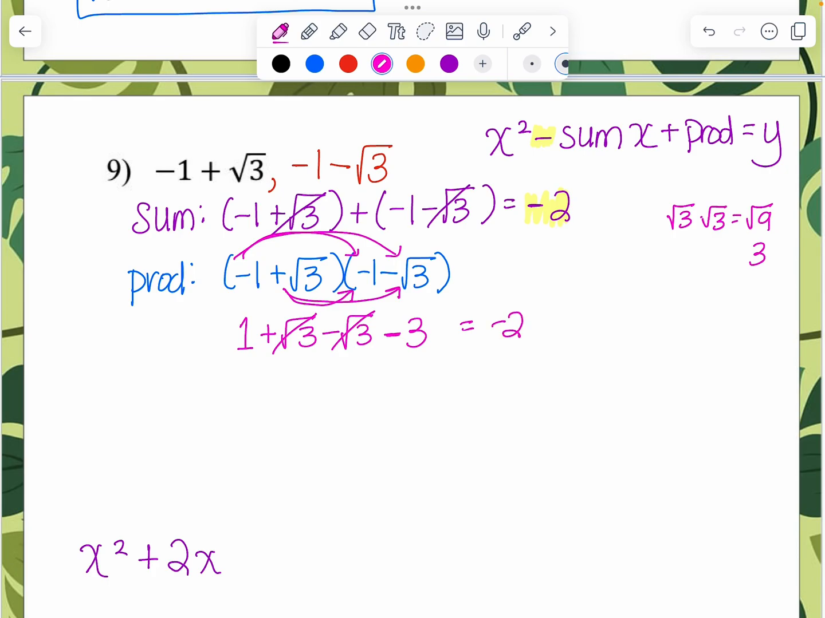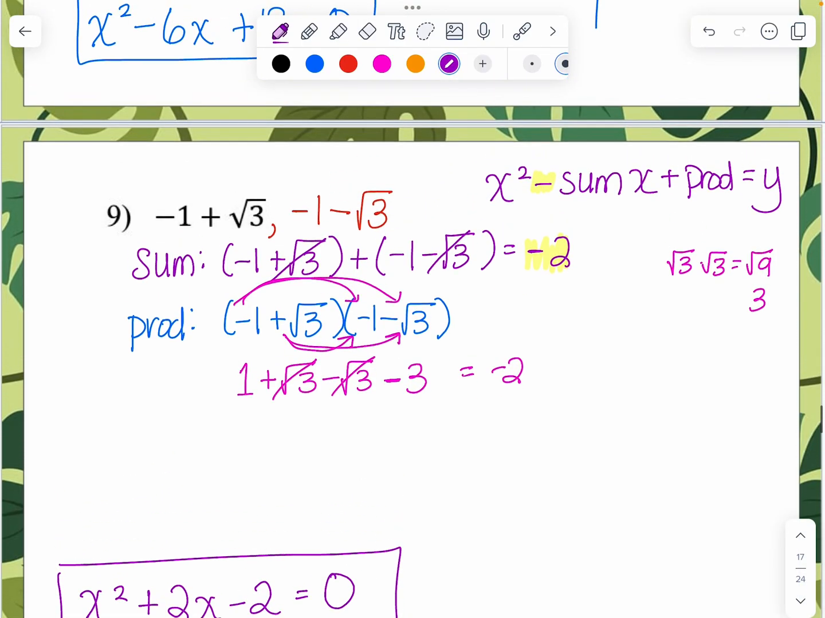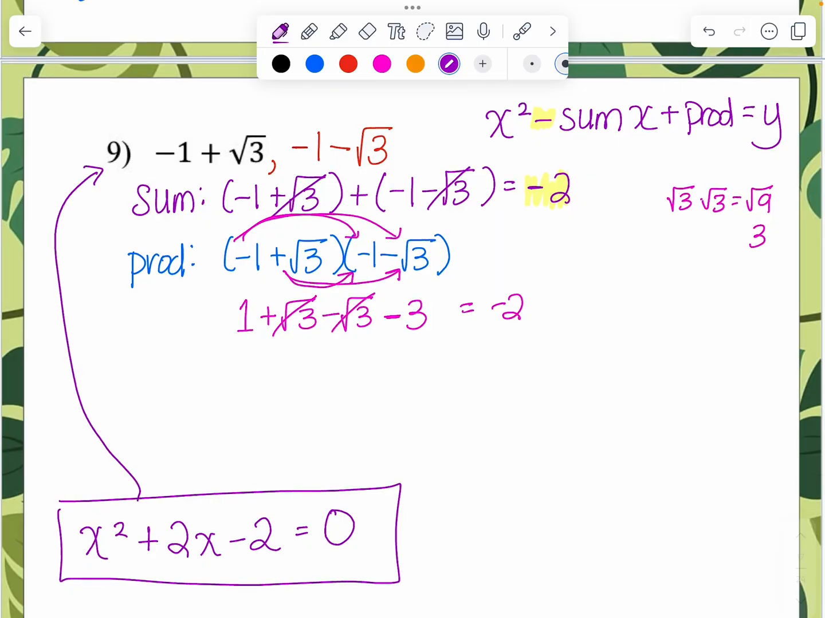So I'm going to finish out my quadratic with x squared plus 2x minus 2 equals 0. And that is the quadratic that goes with those roots. Go ahead and graph this, please. It's going to be a quadratic where it does cross the x-axis. Irrational numbers are visible on your xy coordinate plane.